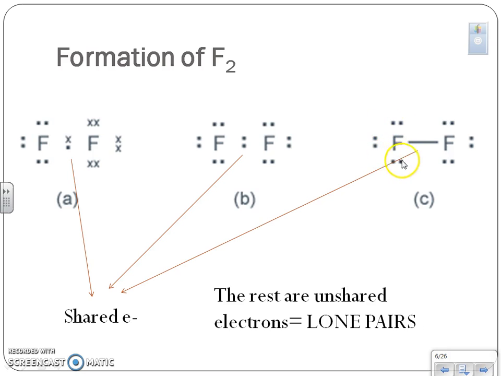Remember, you know how many valence electrons an element has by looking at the group number, and then any singles will have to be paired up. However, if the electrons are already paired, you don't bother.